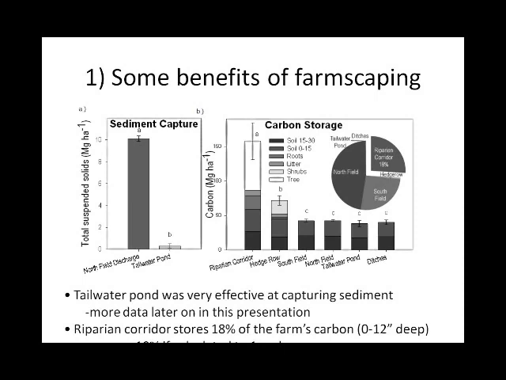So I'm just going to start out with some of the major benefits of farmscaping at this farm. What I want to first point out is in terms of sediment capture, the tailwater pond was very effective. This graph on the left looks at total suspended solids in the water, and it looks at the discharge of the water from the drainage ditches from the north field versus the water in the tailwater pond. You can see that there was nearly 95% decrease in total suspended solids caused by water pooling up in the tailwater pond. So why is that important?